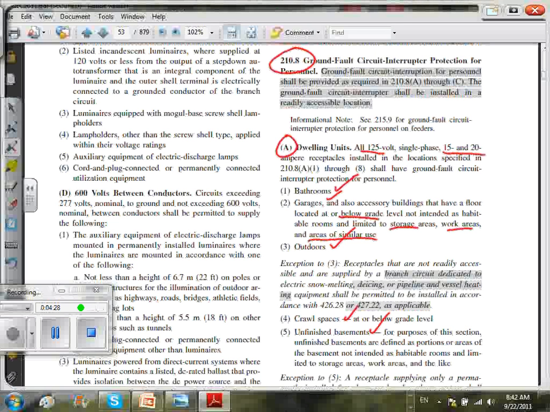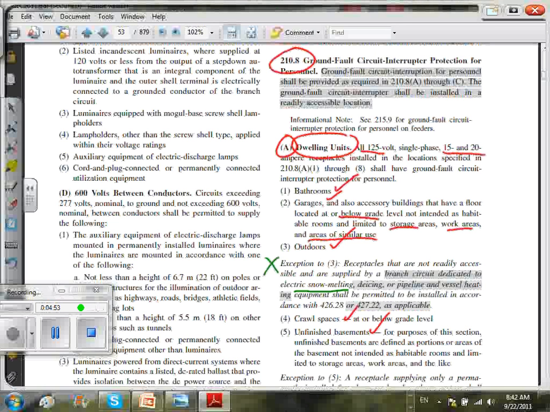Any question, guys, about that? Any question about the locations that you need ground fault circuit protection? There's an exception. I want you guys to highlight this exception here. I don't know how many of you have seen it. Receptacles that are not readily accessible and are supplied by a branch circuit dedicated to electric snow melting, de-icing, or pipeline and vessel heating equipment shall be permitted to be installed in accordance with this.